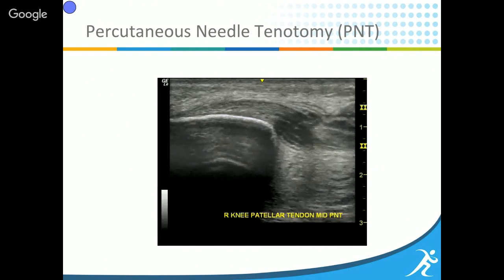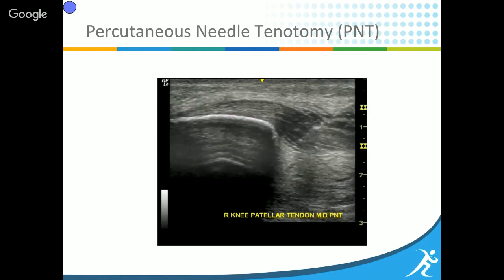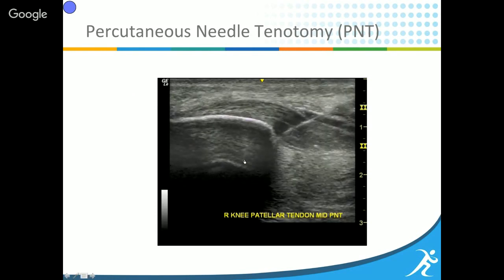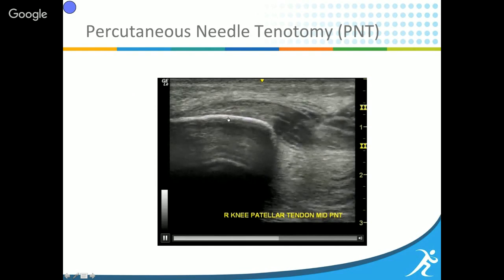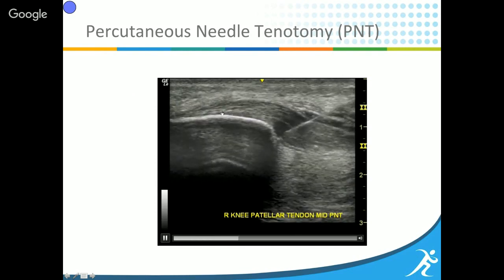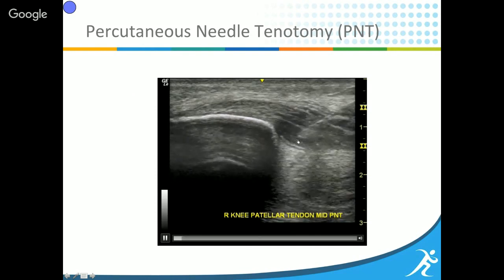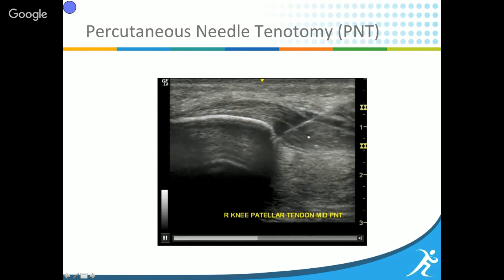This is an example of one that I did back in fellowship. What I'm doing here is, this is a patella tendon, as you can see, right here. Do you see that? Oh, it's just delayed, sorry. So what you see here, this is the patella right here, patella tendon here in long axis. And what I'm doing is I'm hitting the patella tendon interface right here, where up here is normal tendon, but down here you can see it's thickened. It has a mixed echogenicity. So I'm attacking that area over here.